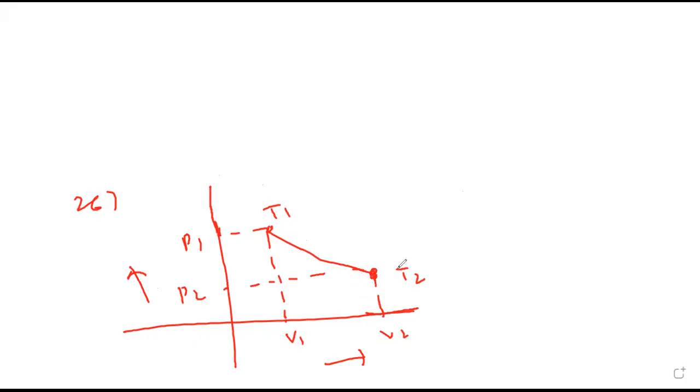So in the first case, it is V1, V1. In the second case, it is V2, V2. Here temperature is T1, T2. We want the relation between T1 and T2. This is the question.